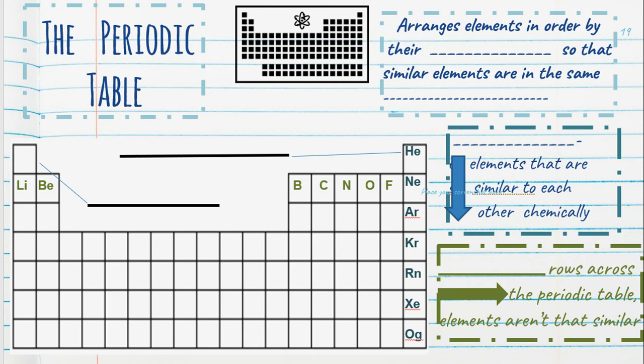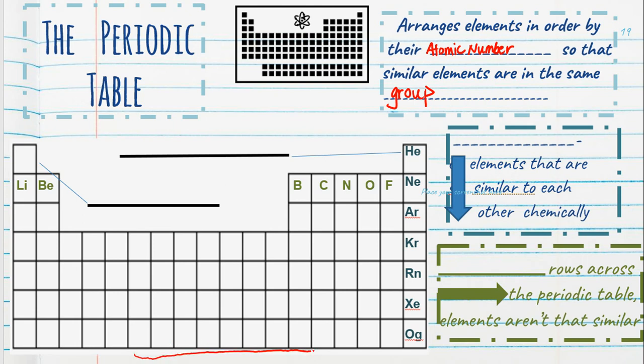So the first thing I want you guys to know is that it arranges elements in order by their atomic number. So some really smart scientist named Mendeleev, I think it was in the 1800s, developed this periodic table. And he found out that when he puts elements in this pattern that you see here, in order of their atomic number, similar elements will end up in the same group. And I'll tell you what that means in a second. So here's the basic shape of the periodic table right here.